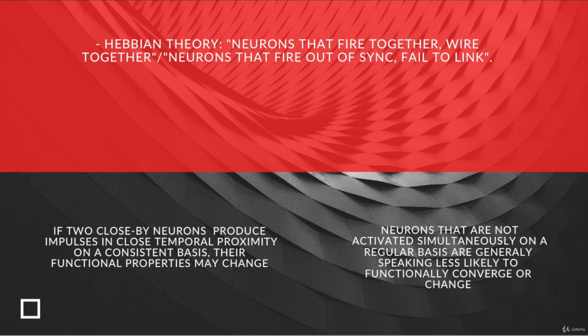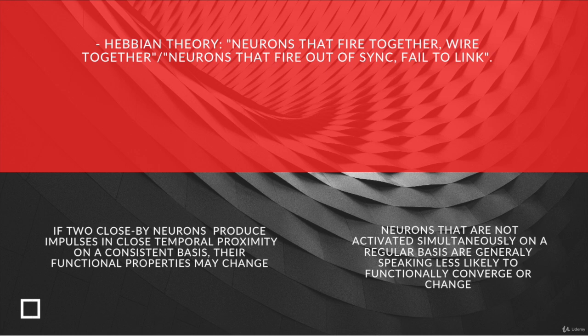Now, moving on to one of the most interesting theories in neuroplasticity. This theory talks about a concept that we already mentioned before and talked about briefly, which is the use it or lose it concept. And what Hebbian theory says is that neurons that fire together wire together. Neurons that fire out of sync will fail to link. So on the microscopic level of neurons, this is where plasticity starts.